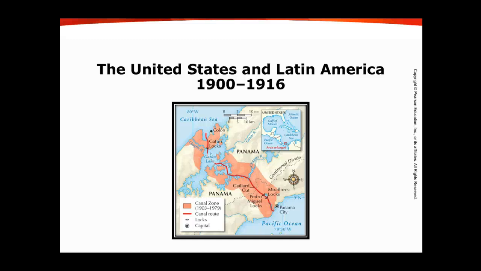Alright, everybody, welcome to the United States and Latin America. For the most part, we're talking about Teddy Roosevelt, why he's awesome, and then the Panama Canal. And we start to see a real extension of imperial power here in the United States. This is where we really get to see the Roosevelt corollary into effect, where America becomes the police of the world.